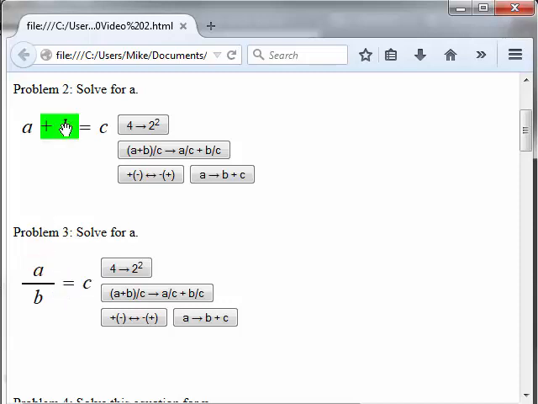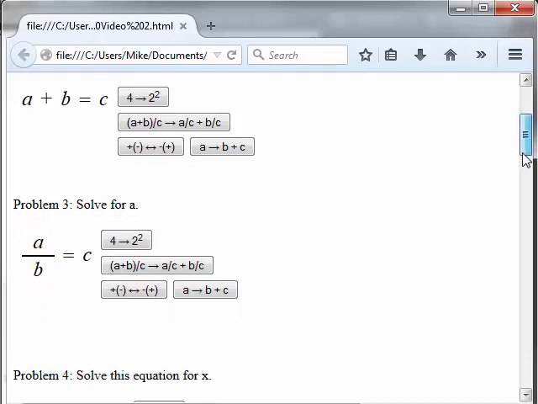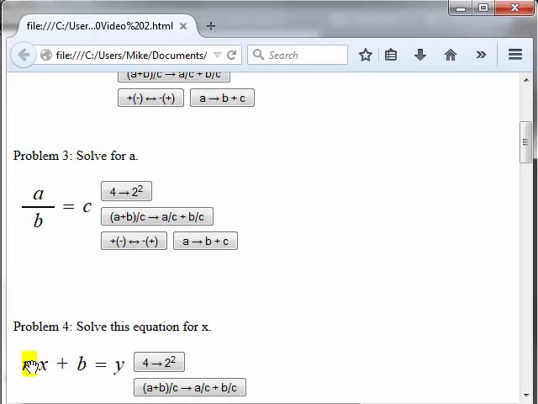Why different colors? And what do these colors mean? Well, the things that light up green are terms. A term is something that gets added to or subtracted from something else. The things that get lit up as yellow are factors. A factor is something that is multiplied against or divided into something else. So when I say term, think addition and subtraction. When I say factor, think multiplication and division.